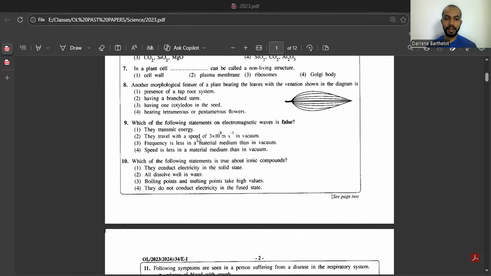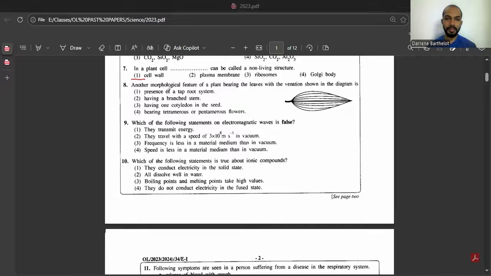Question number 7. In a plant cell, blank can be called a non-living structure. So out of the given answers, the cell wall is present as the outermost structure and it is made up of cellulose. So it is a non-living structure, it should be the first one. The plasma membrane, ribosome, Golgi complex, all the things that are inside the cell membrane are living structures, including the plasma membrane as well.